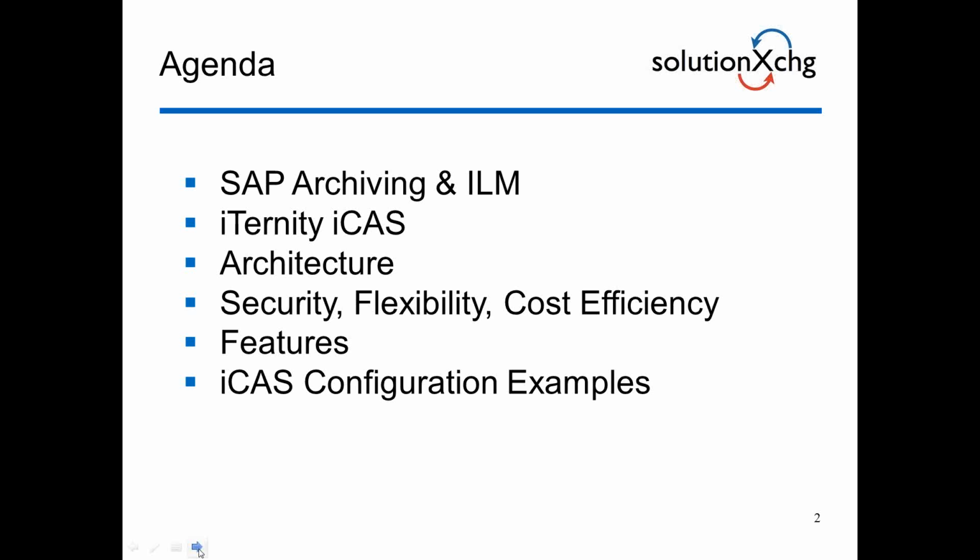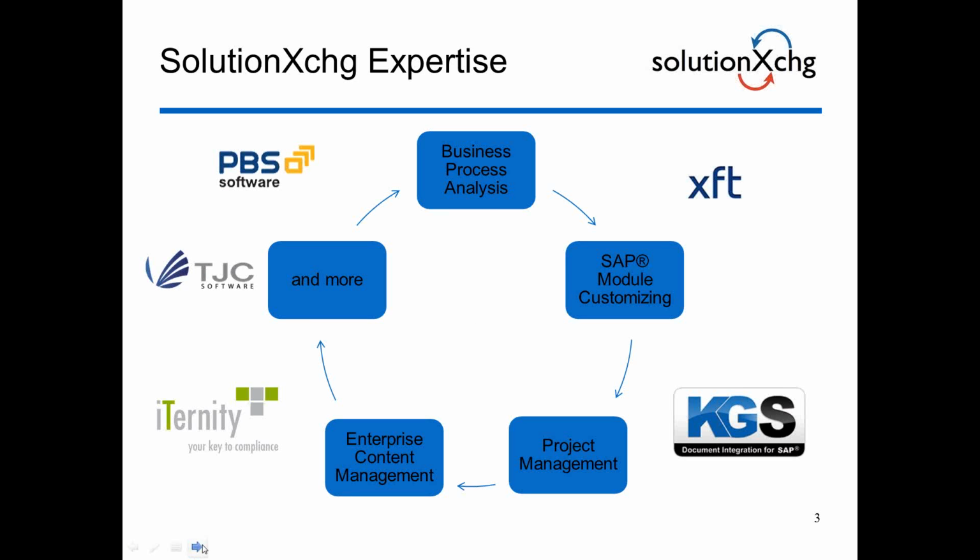I will then do a deep dive into iTernity ICAS. What is iTernity ICAS? It is a software-based solution to allow you to do WORM compliant archiving with any of your NAS or SAN storage products. We'll talk about the architecture of iTernity ICAS, the pillars that it is built on: security, flexibility, and cost efficiency, some of the special features of the product, and then I'll walk you through some of the main configuration examples, for example, for load balancing, high availability, and so on.